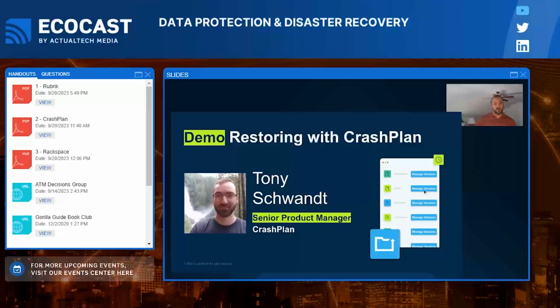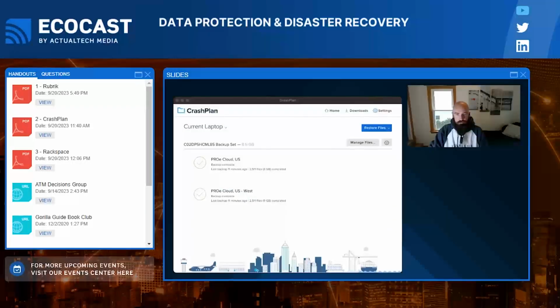All right, thank you, Felitus. Excited to be here and show off CrashPlan and what it can do. What I have up here is the CrashPlan agent, and that gets installed on your employees' endpoints. And really, this is a convenience factor for them and one of our main value props for end users.